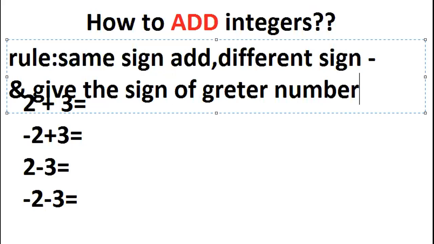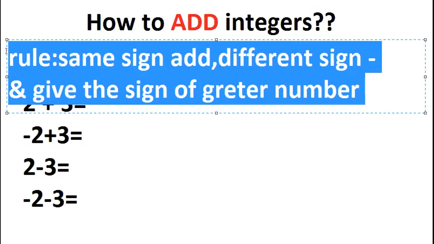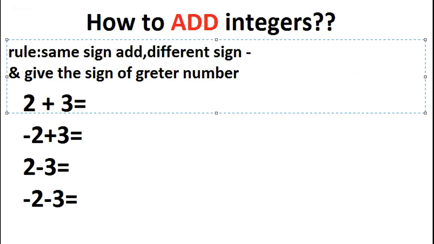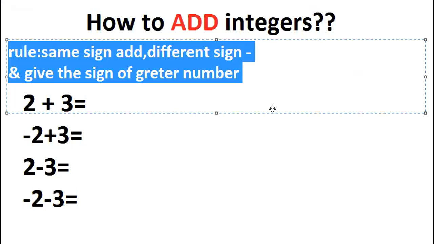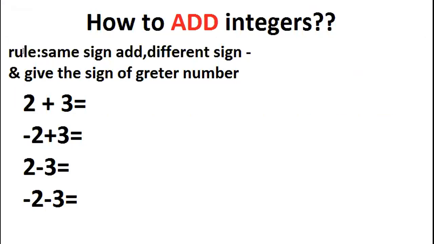Okay, let me do some small settings over here so that you all can write it down perfectly, and you will get a perfect answer as well. So keep watching this, and I'll show you quickly how exactly this works. I'll repeat the rule: same sign add, different signs subtract, and give the sign of the greater number.